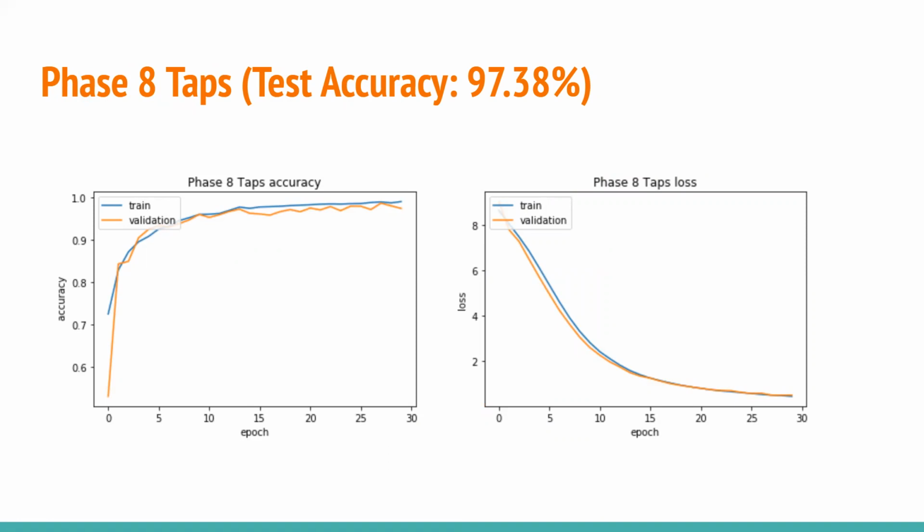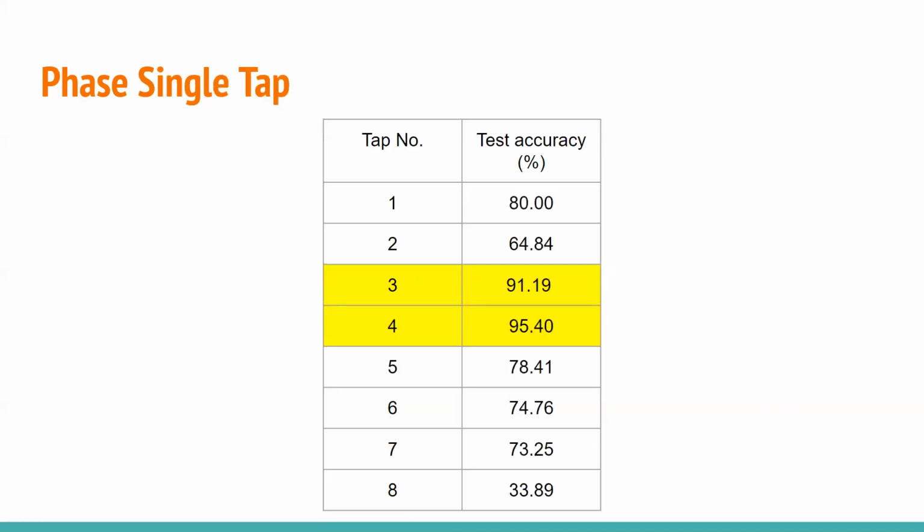As in the case of magnitude, the convergence happens pretty quickly, and you can see that the accuracy is also very high. But one thing to note is again, the phase 8 taps accuracy is less than that of magnitude 8 taps. Next experiment, phase single tap.